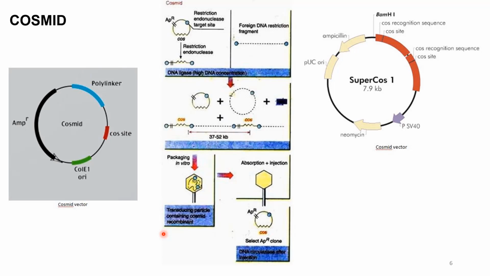The cos sites are necessary for efficient packaging of the DNA into phage particles, and large DNA fragments can be cloned, which is an advantage over plasmids. Another advantage is that they have high transformation efficiency and are capable of producing a large number of clones from a small quantity of DNA. A disadvantage is that cosmids cannot accept more than 50 kb of insert. So if your gene of interest is bigger than that, then we might have to look for alternatives.